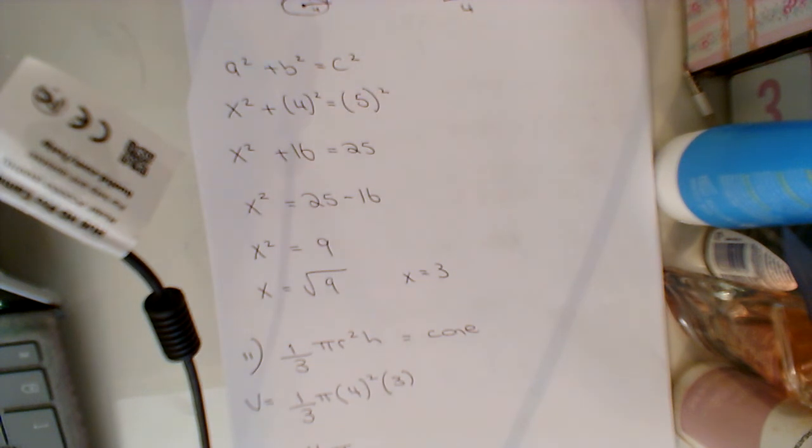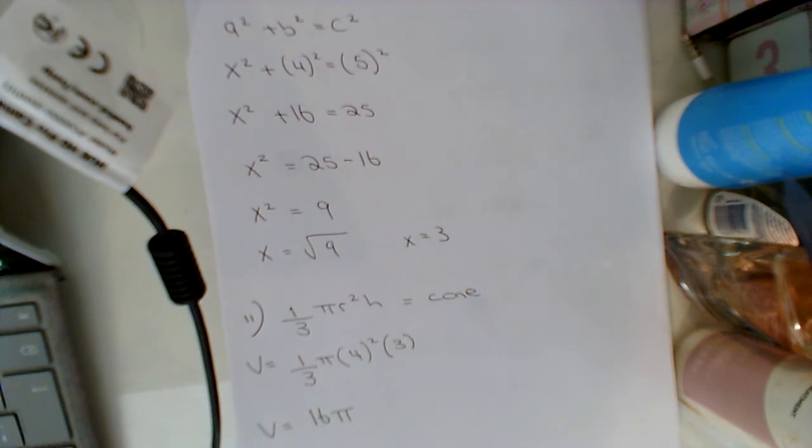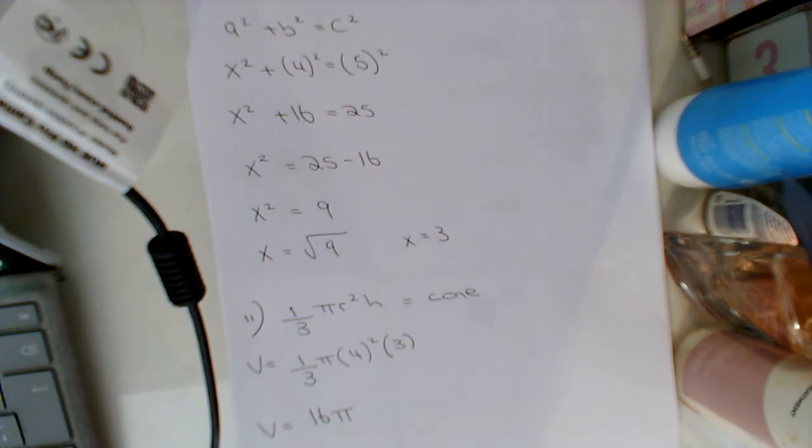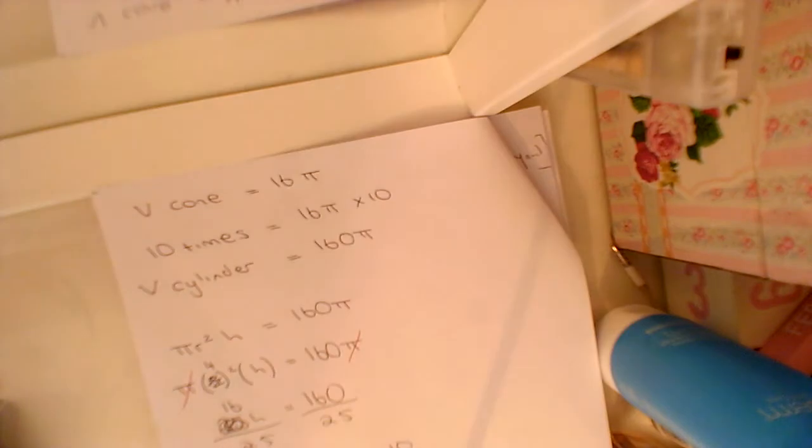Part 2 then, it says find the volume of the cone in terms of pi. So the volume of a cone is 1 over 3 pi r squared h, and I get volume is equal to 1 over 3 pi, my radius was 4 squared, my height we just found out was 3, and in terms of pi I get my volume to be equal to 16 pi. Part 3 then, it says find the height of the cylinder given that the volume is 10 times the volume of the cone.